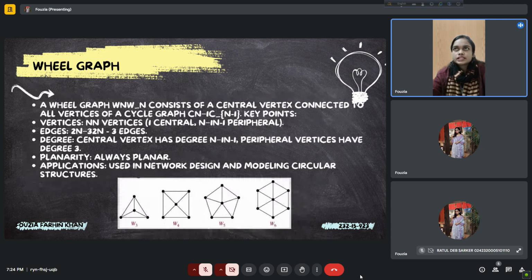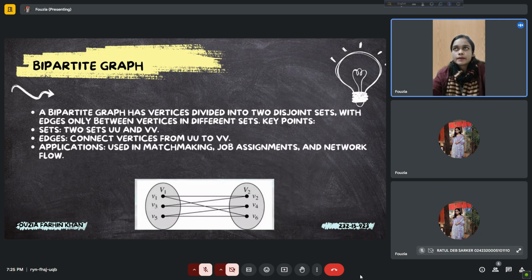Next, we will see a new graph called the wheel graph. A wheel graph consists of a central vertex connected to all vertices of a cycle graph. The central vertex has a degree of n minus 1 and each peripheral vertex has a degree of 3. Wheel graphs are always planar. Next, we have the bipartite graph. A bipartite graph divides the vertices into two disjoint sets with edges only connecting vertices from one set to another. This type of graph is widely used in applications like matchmaking and network flow problems.